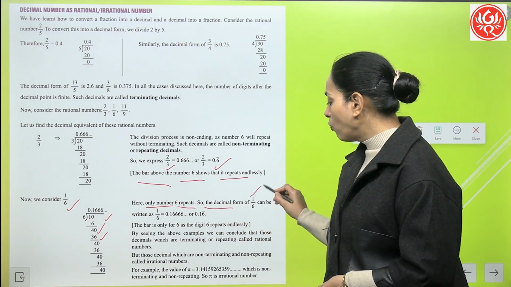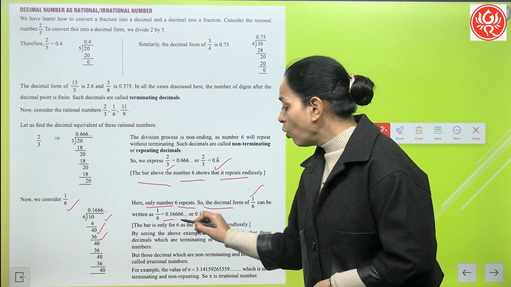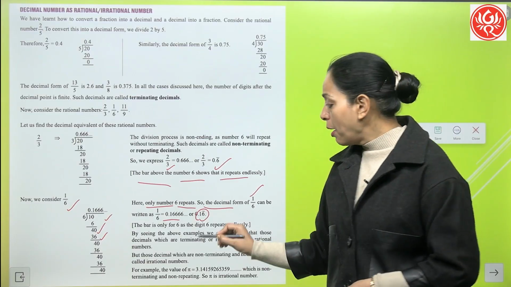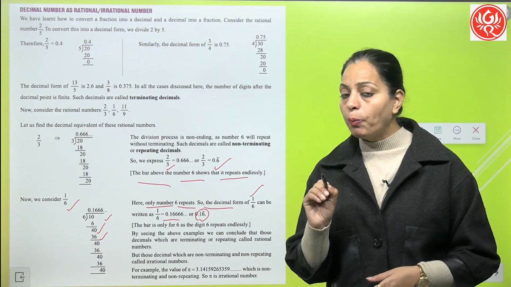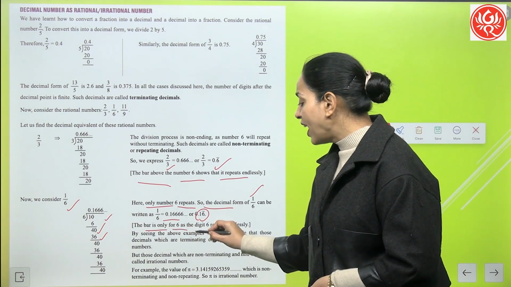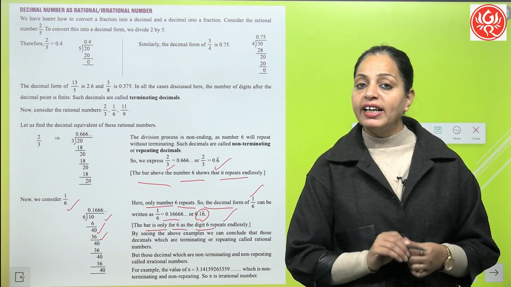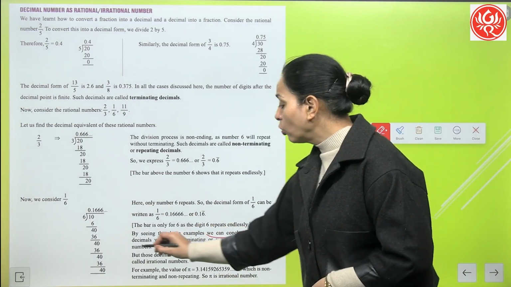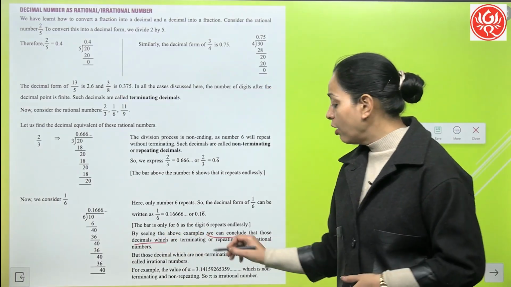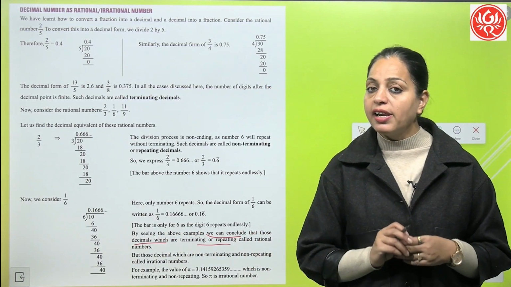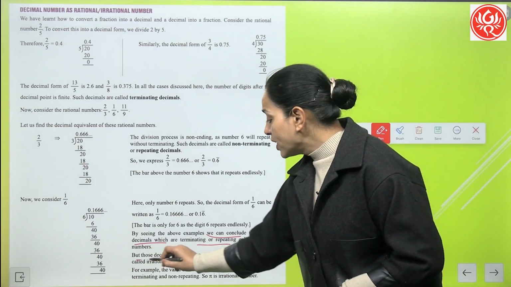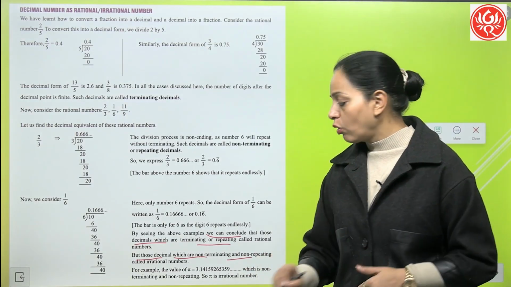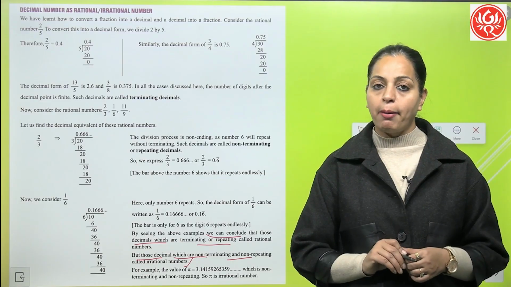So the decimal form of 1 by 6 can be written as 0.1666 और 0.16 बार. हम बार कहाँ पर लगाएंगे? 6 के ऊपर, right? The bar is only for 6 as the digit 6 repeats endlessly. So by seeing the above examples, we can conclude that those decimals which are terminating or repeating called rational numbers, and but those decimals which are non-terminating and non-repeating called irrational numbers, right?